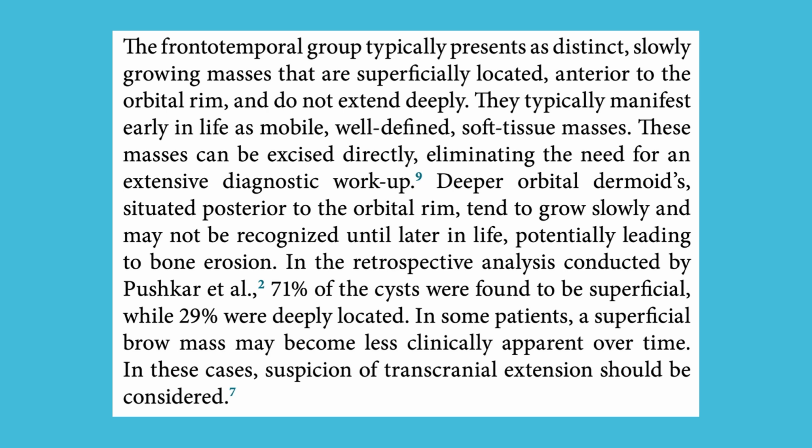The frontotemporal group typically presents as distinct, slowly growing masses that are superficially located, anterior to the orbital rim, and do not extend deeply. They typically manifest early in life as mobile, well-defined soft tissue masses. These masses can be excised directly, eliminating the need for an extensive diagnostic workup. Deeper orbital dermoids, situated posterior to the orbital rim, tend to grow slowly and may not be recognized until later in life, potentially leading to bone erosion.